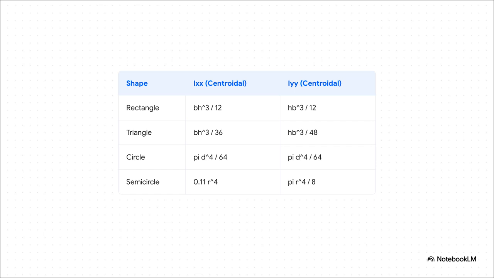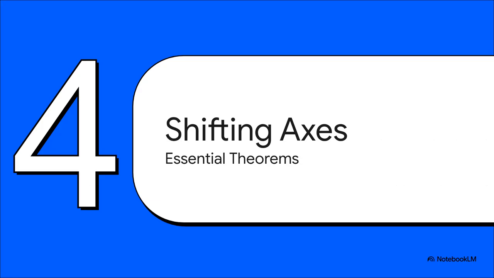Now compare that to the triangle right beneath it. The triangle's formula divides by a massive 36, which means way, way less resistance. This right here is the mathematical proof of why a solid rectangular beam will vastly outperform a triangular one of similar dimensions every single time. All right, final section, part 4, shifting axes, essential theorems.